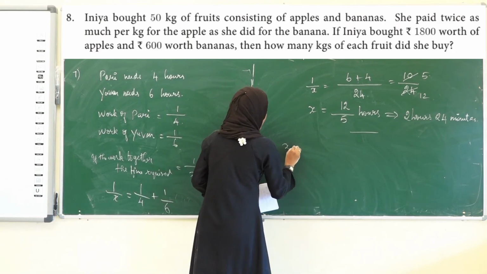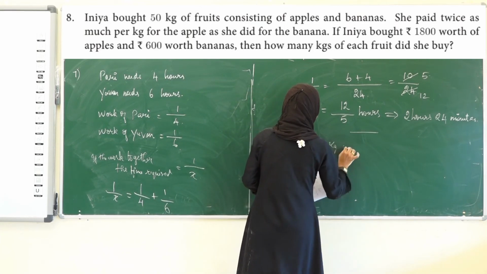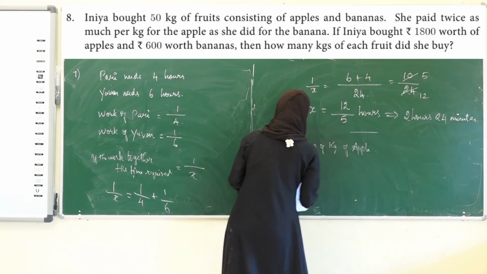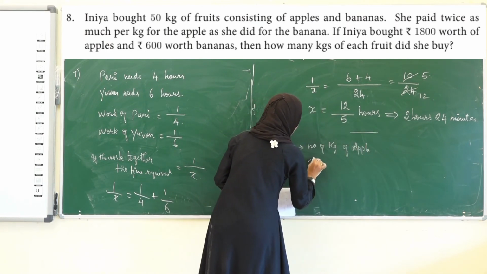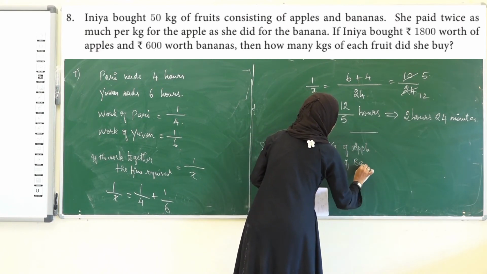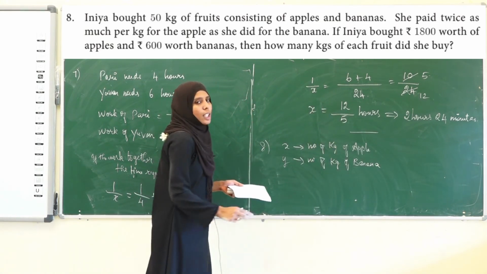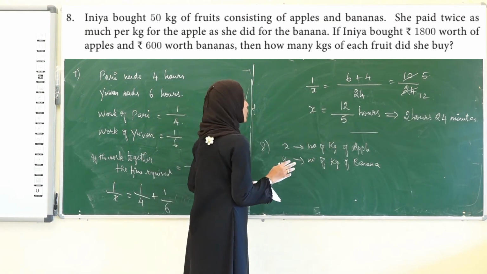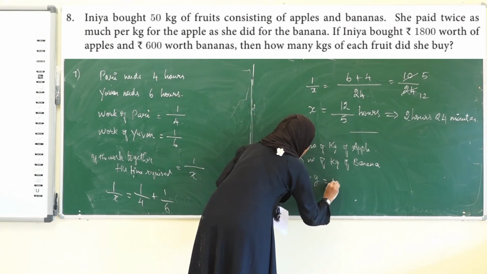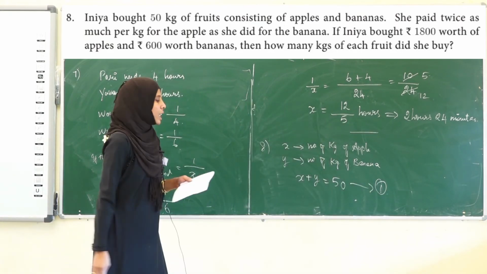Let x be the number of kgs of apple that Inia has bought, and let y be the number of kilograms of bananas that Inia has bought. What they have given in the first condition: Inia has bought totally 50 kgs of apples and bananas. Therefore, x plus y is equal to 50. Let this be the first equation.